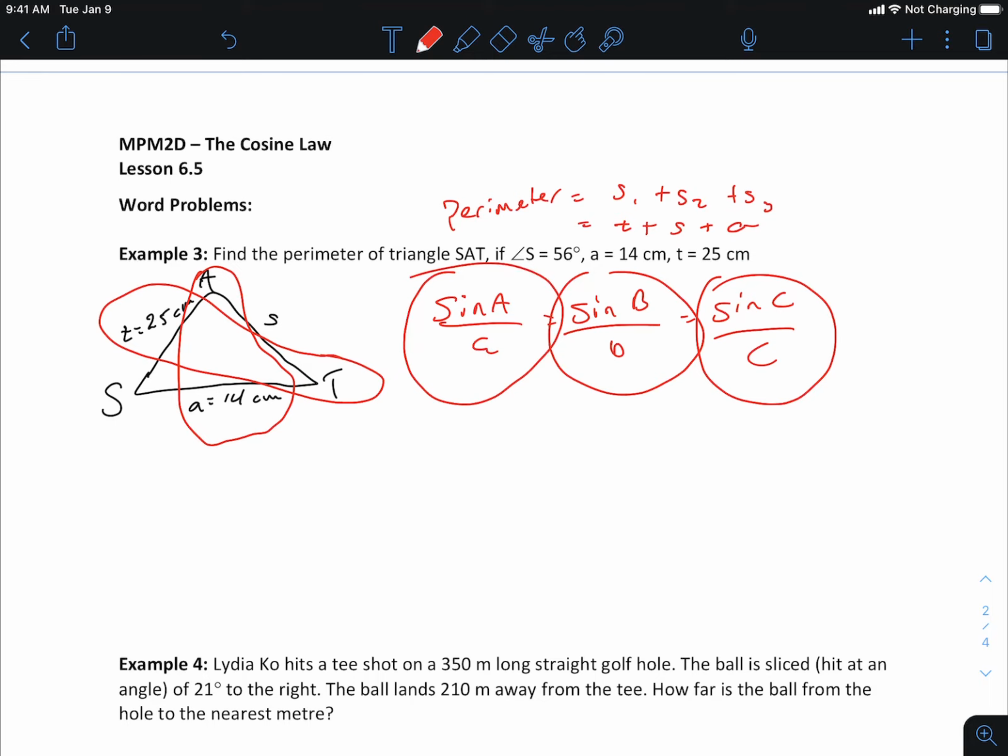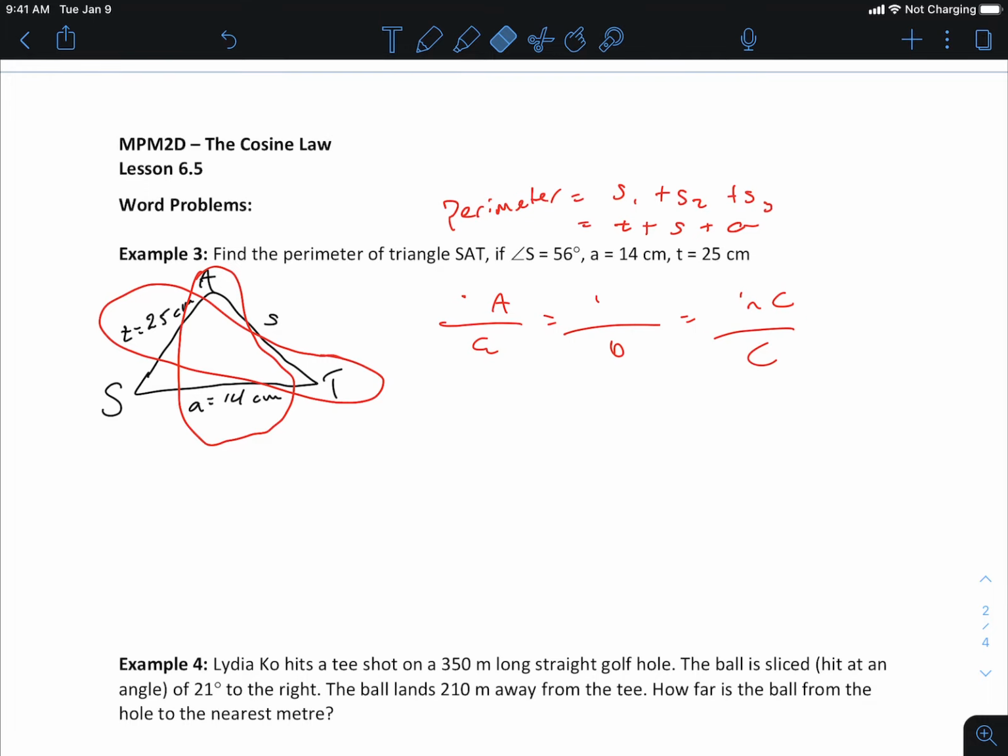What did you write? Perimeter, yeah. No, what did you write? Side 1 plus side 2 plus side 3. Right? That's what perimeter is. Okay, so we can't use sine law because I don't have any brother-sister pairs, so it's useless. So as soon as you've come to that conclusion, you've got to use cosine law.